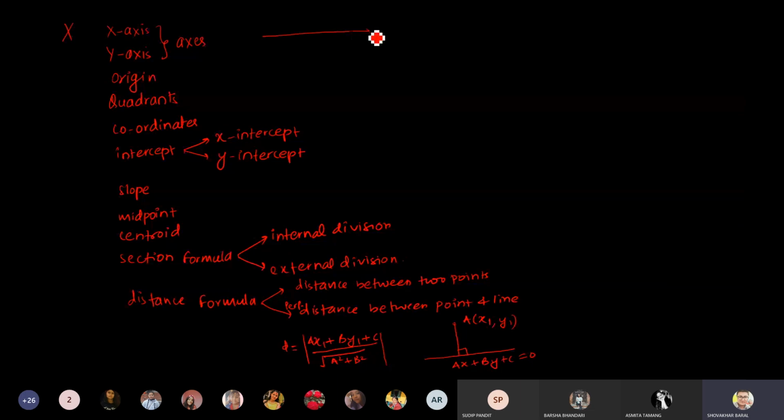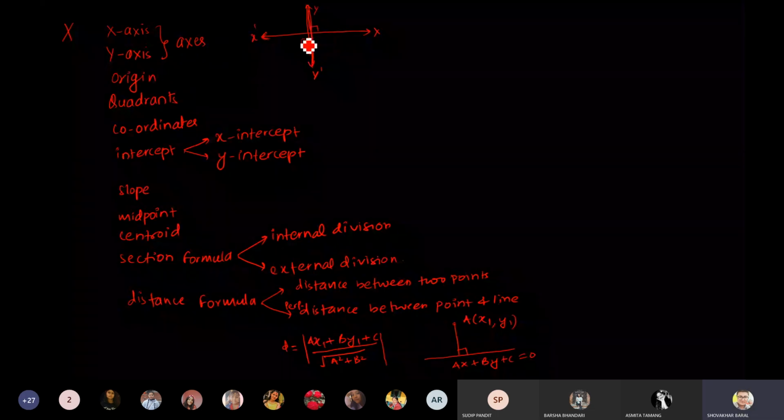All the things in 2 dimension can be divided into 4 different parts by the x-axis and y-axis. The x-axis is an imaginary horizontal line that goes infinitely. These arrows indicate that it goes infinitely towards left and towards right. Similarly, the y-axis is the imaginary vertical line. They are perpendicular to each other, and this is the origin.